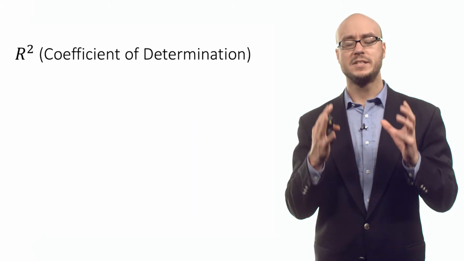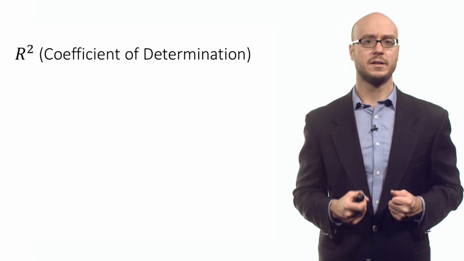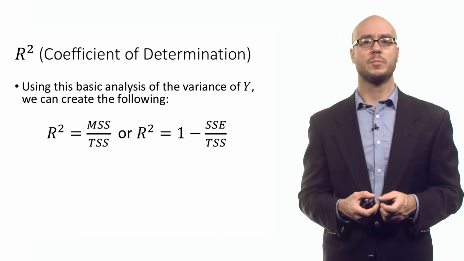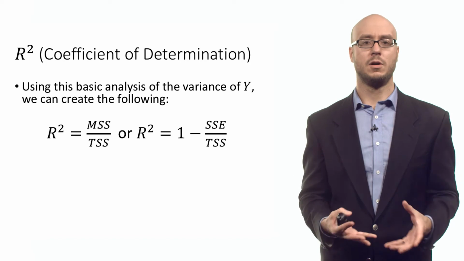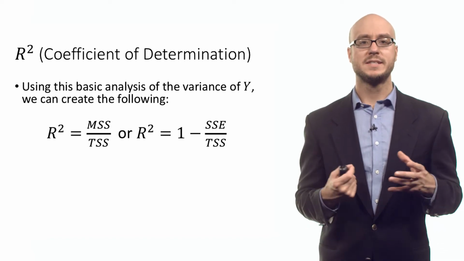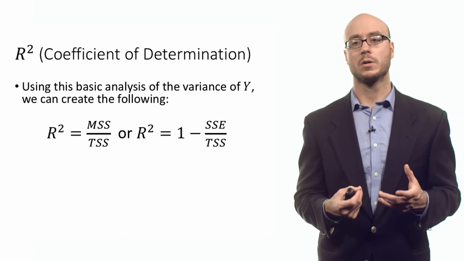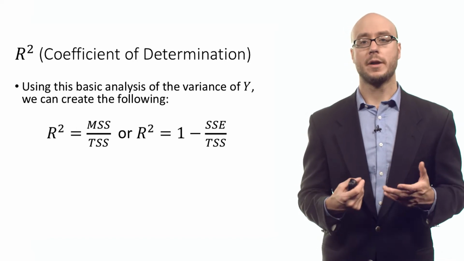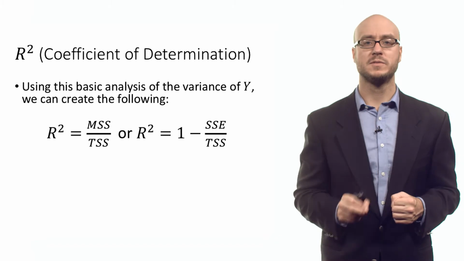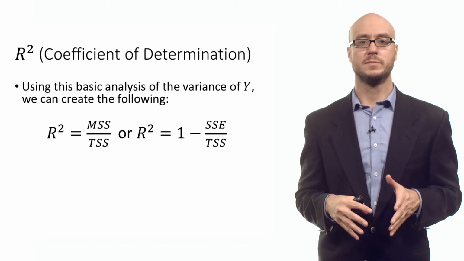And from this decomposition of variation, we can calculate something called the coefficient of determination. This is called r squared. What this does is it tells us the proportion of the variation of the outcome accounted for or explained by our model. R squared is simply the model sum of squares divided by the total sum of squares.